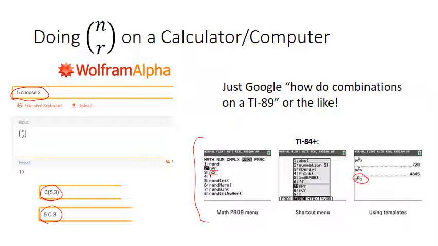And you just have to navigate with your arrow to the right little spaces there, and you put N right there, and then you put R right there. And you can do it on a TI-89 or any other calculator, really. You just have to Google how to do it. Even a lot of scientific calculators actually have this on them. You just have to find the right menu or look up the instructions.